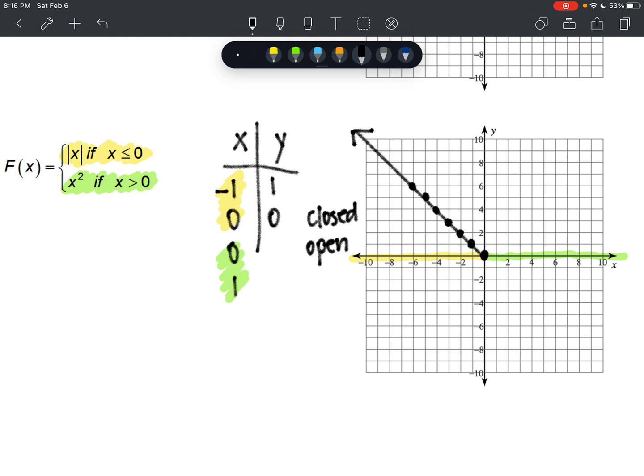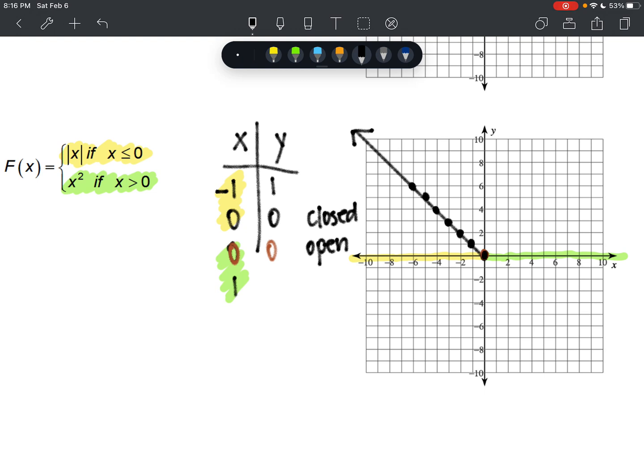Now we're going to graph x squared when x is greater than 0. So again, we have to put that 0 in. I'm going to do this in gold. So we have to put the 0 in. So we put the 0 into the green function and we get a 0 out. And it's an open circle. But the open circle is filled in by this closed circle.